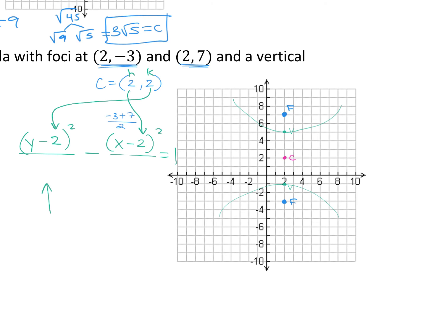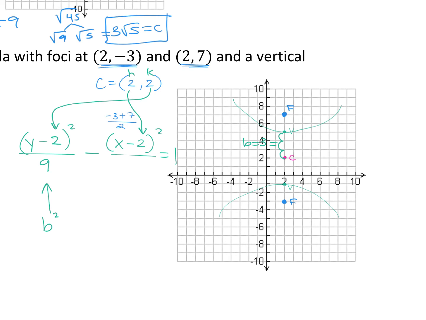What's going to go here? B squared. That's your b squared. Yep. What is your b value? B is 3, right? B is from center to vertex. So b is going to be 3. So 3 squared is going to be 9.